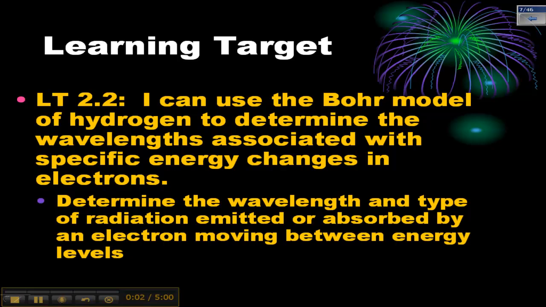This is the learning target we're going to learn about today. We're going to use our Bohr model of hydrogen. We're going to determine wavelengths that are associated with specific energy changes. So what that means is that we're going to determine wavelength and the type of radiation that's either emitted or absorbed by an electron that moves between the energy levels.